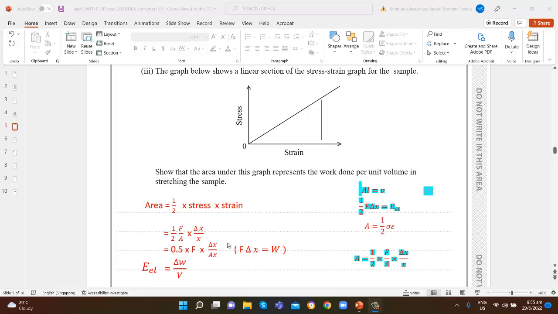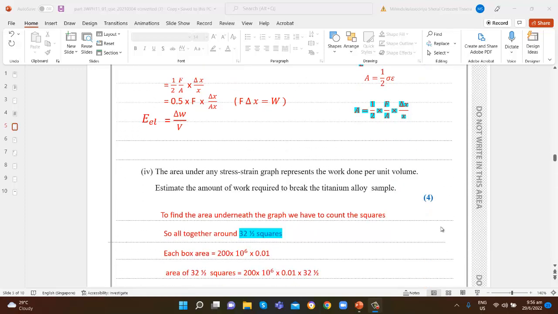You have found work done per volume. It is the work done per volume in stretching the sample. So you have shown already that E equals delta W over V. You know how we arrive at this? You start with what you know and you convert what they are asking for.